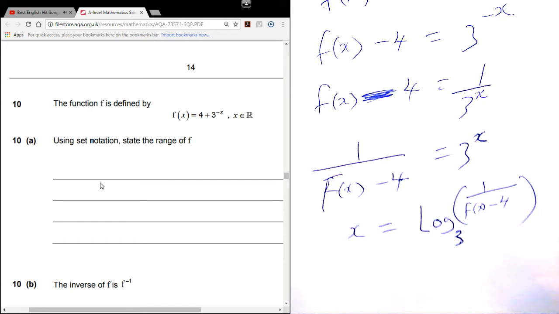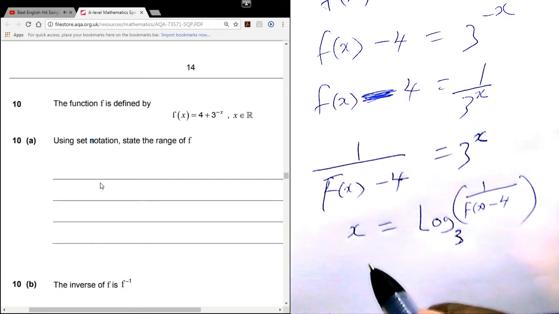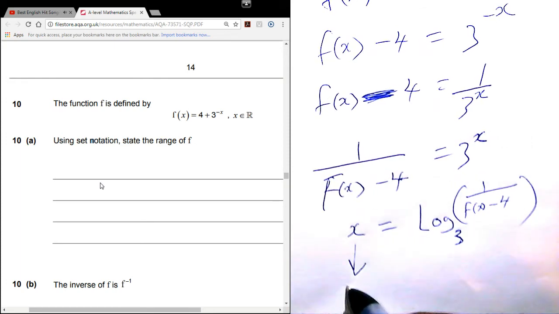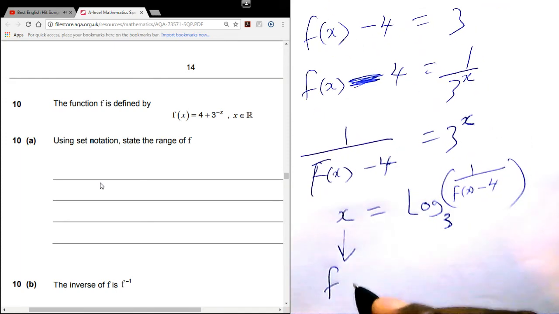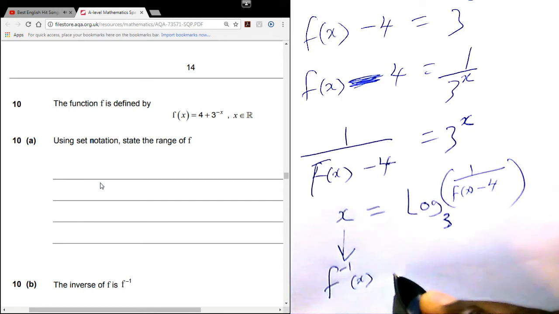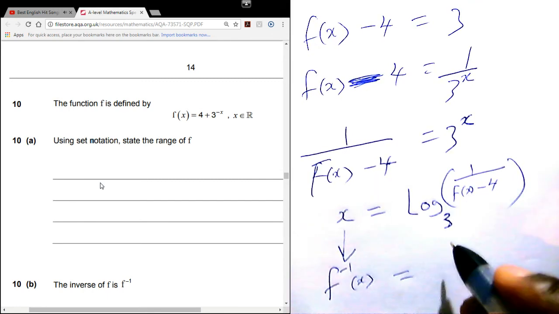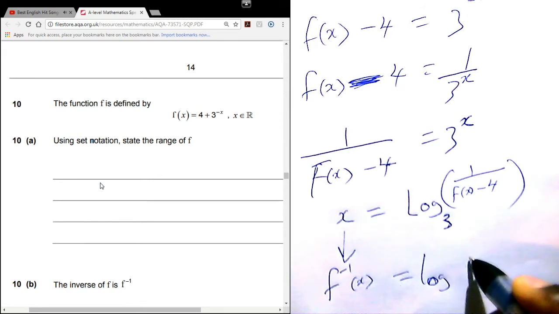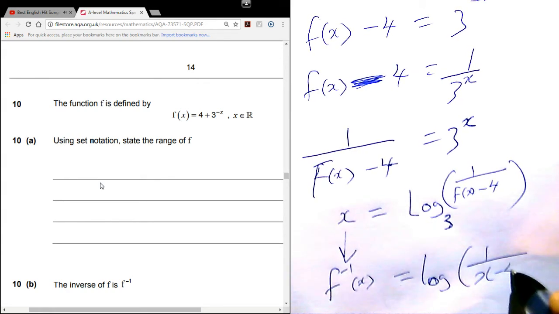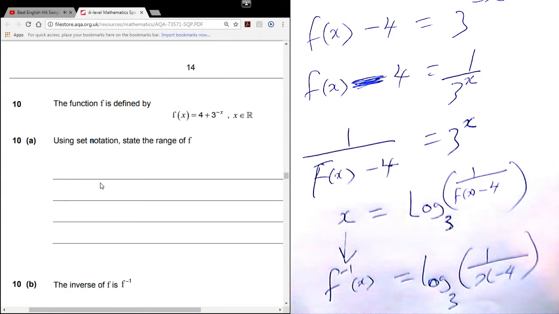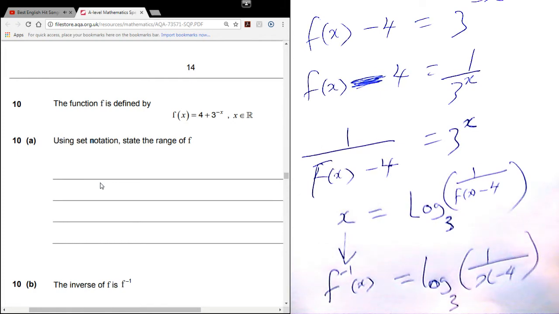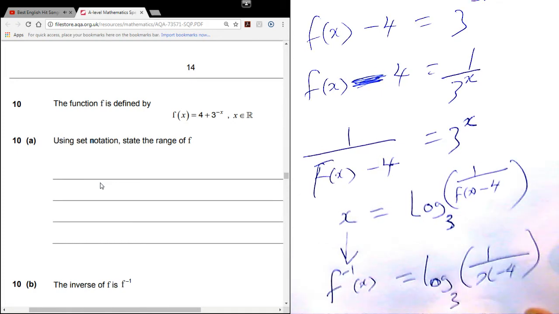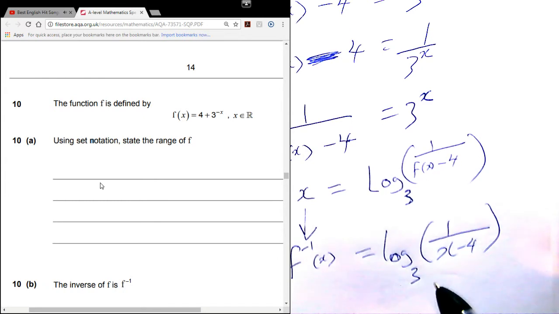Okay, and there we have x as a subject. We need to rewrite this as inverse function, so we change x to f inverse. That's just the way we like to write it. And wherever you see f of x, we now write it as x to base 3, and that's it. Some people would rather divide it by log 3 rather than put base 3, but it's all the same.